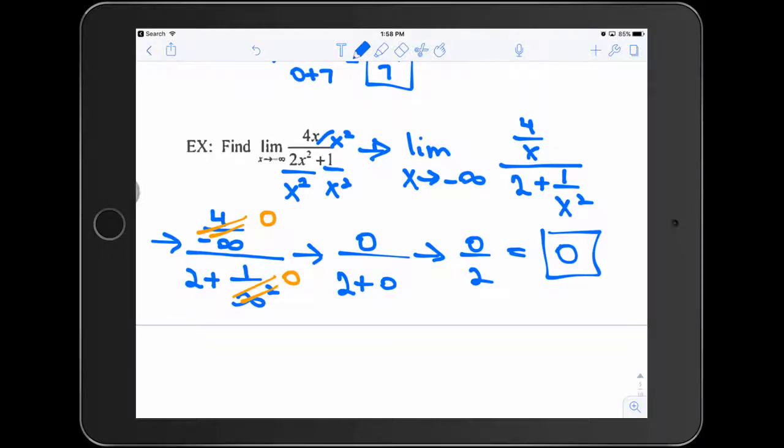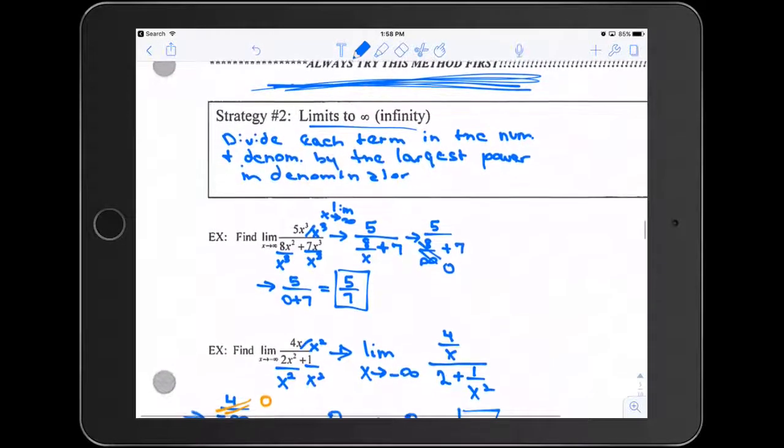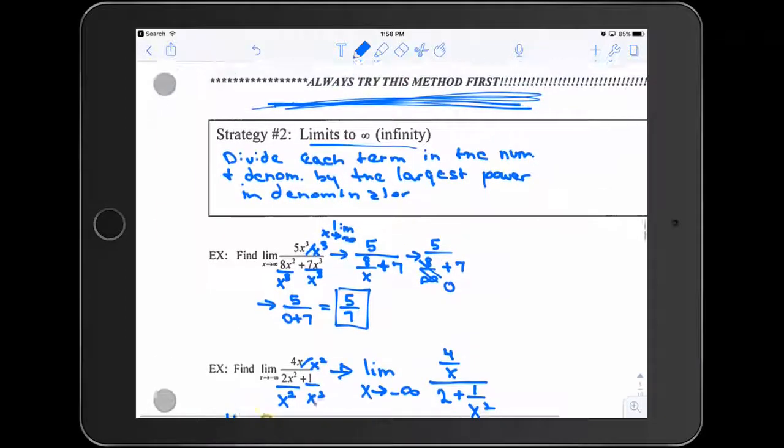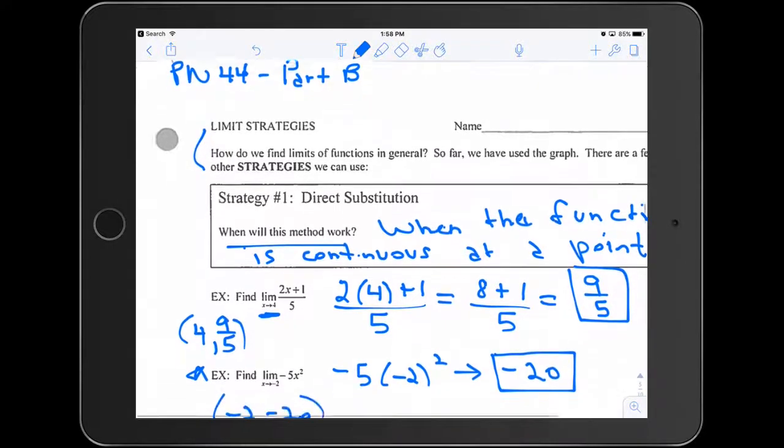Now again, you can graph it and you'll see the same pattern that we're seeing, but that limit is going to be 0. And this is the algebraic way of finding a limit when you're going to infinity, or in the bottom case, negative infinity. So we have two strategies right now. We have the direct substitution, where you can just substitute the values in.